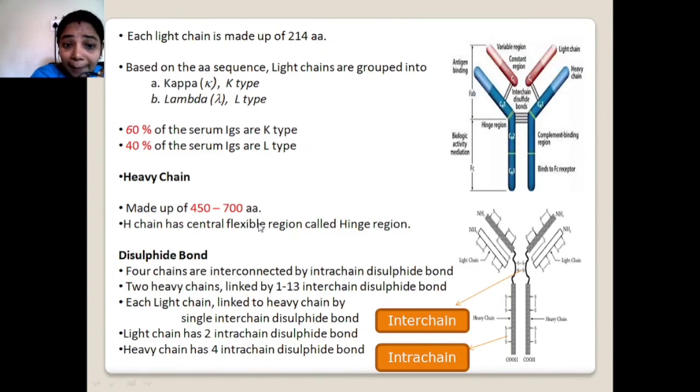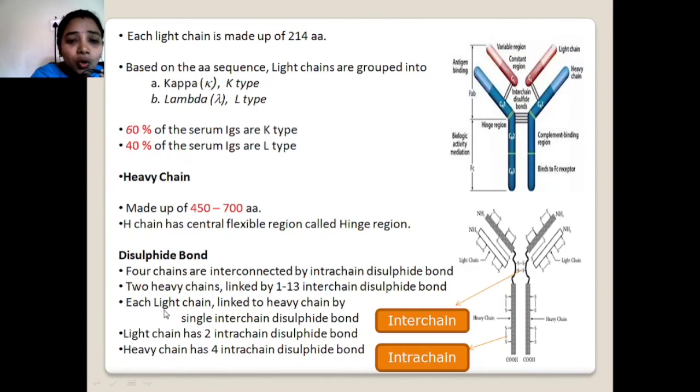Then the main part is the disulfide bonds which are present in the immunoglobulin. You see, these 4 chains, 2 light chains and 2 heavy chains, are interconnected by disulfide bonds. Disulfide bonds are of 2 kinds: first one is interchain and also intrachain. What do you mean by interchain and what is intrachain? Interchain means bonding between 2 limbs. Intra means bonding in the same limb.